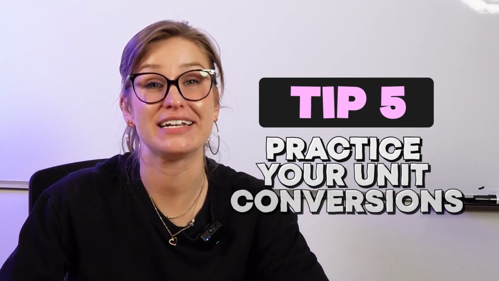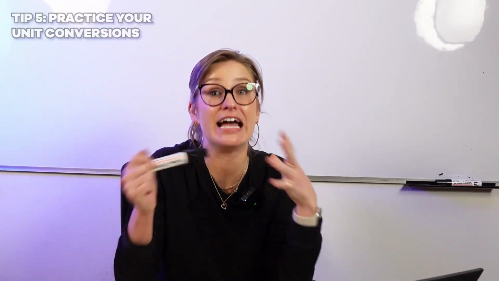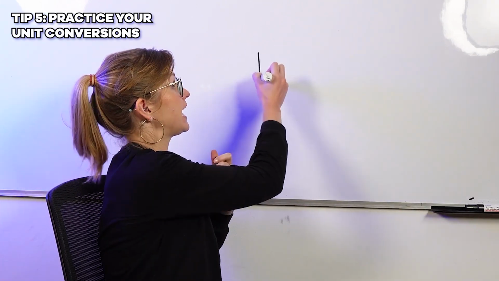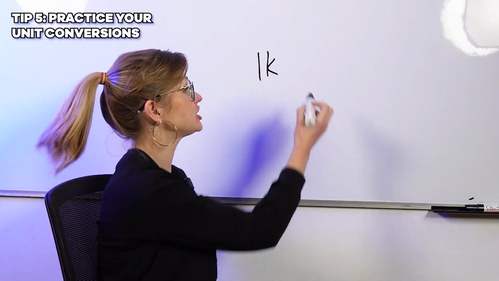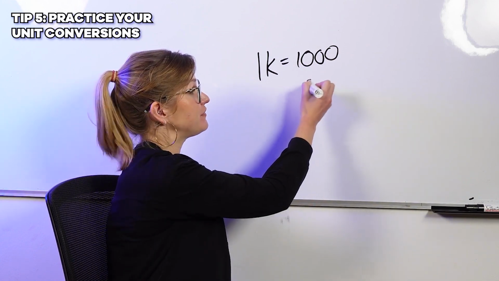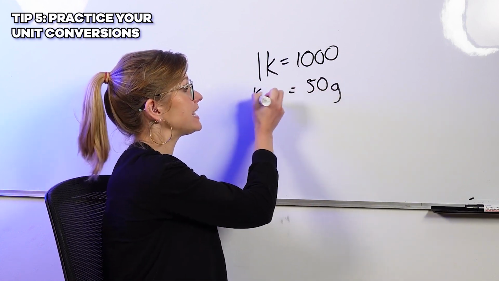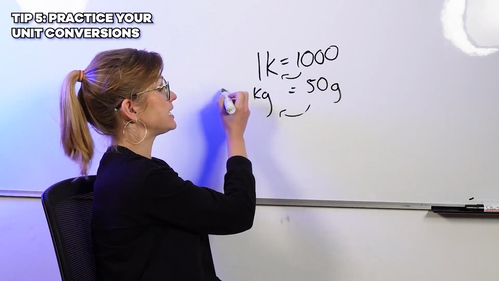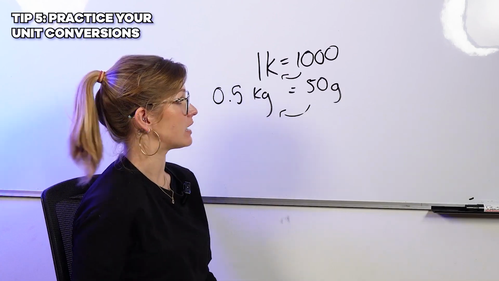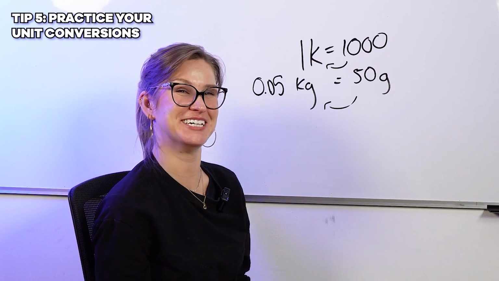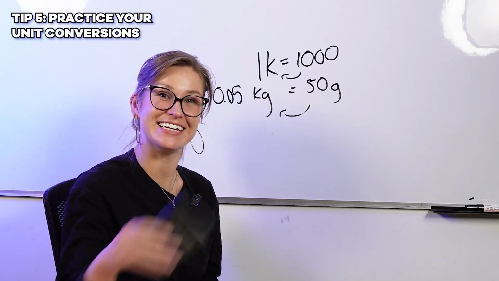Tip 5 is to practice your unit conversions. They're going to come up everywhere in your exam, especially now that you're getting given the formula sheet. So ones that are guaranteed to come up is 1K. So remember, some give you 1K of cash, they give you £1,000. So if I have 50 grams, I need to put it into kilograms for physics. What we do there is we divide by 1,000 to get 0.05 kilograms, which is why you use your calculator in your exam.